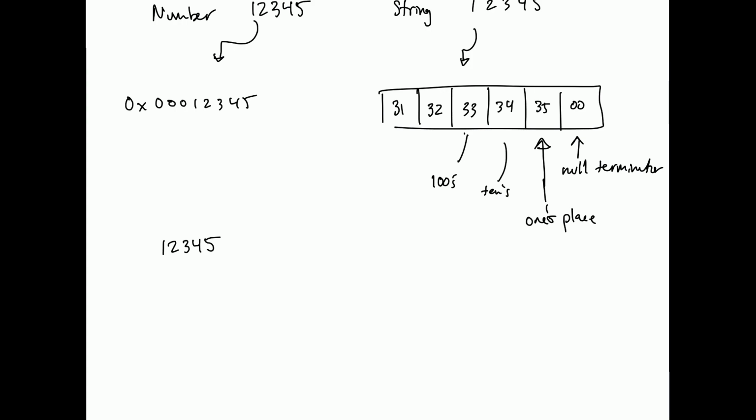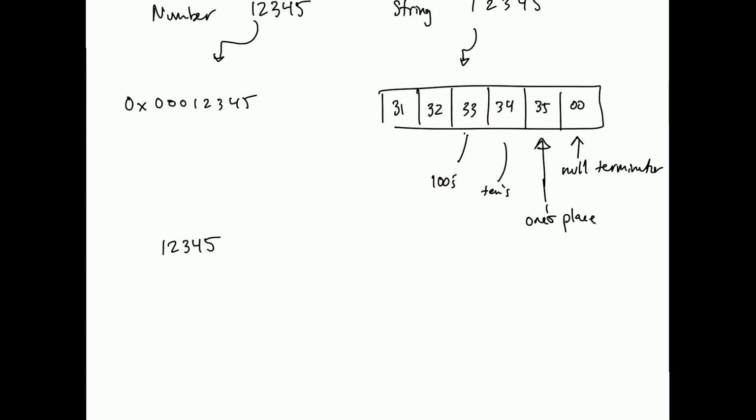So how can I figure out the ones place of a number if I've got that number in hex? Or for that matter, the tens place, the hundreds place, and so on. So how do I know what the ones place is here in the number 12345? I mean, we can just look at it and say, well, it's 5, right? But how do we really know that?